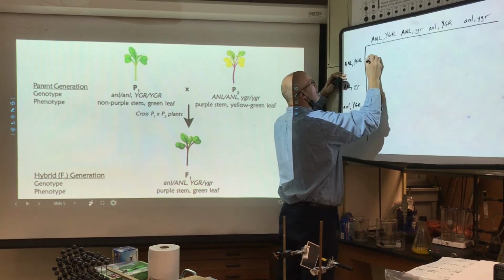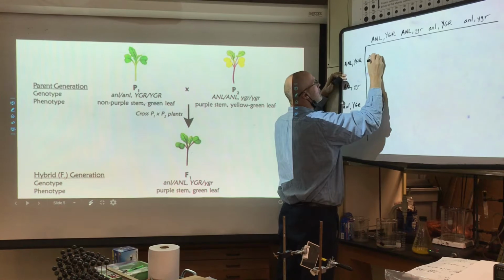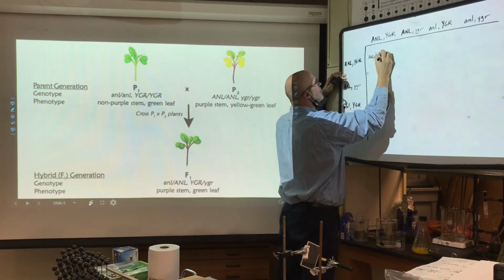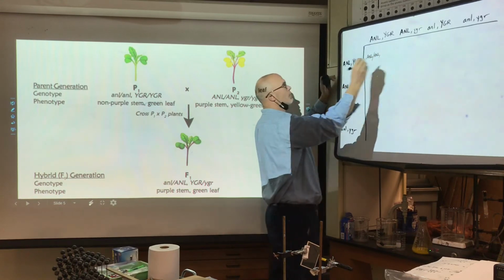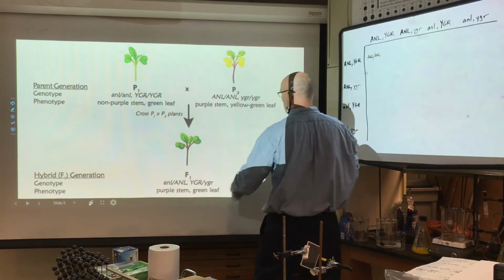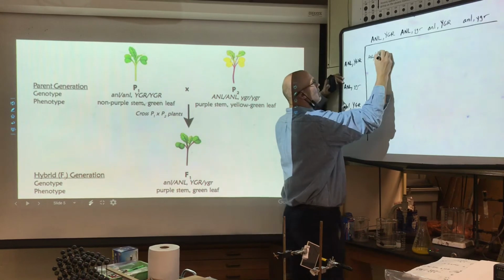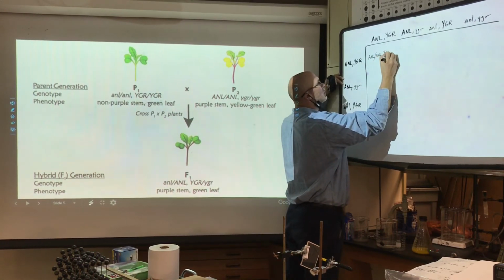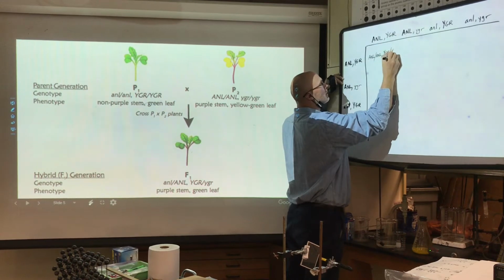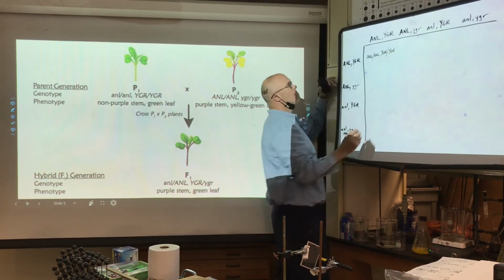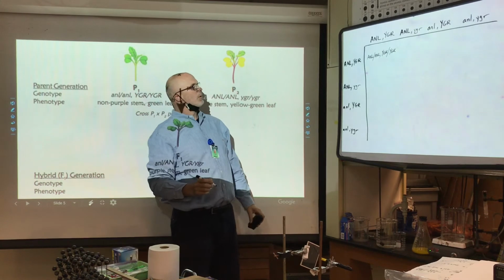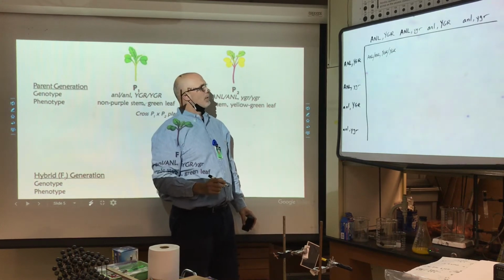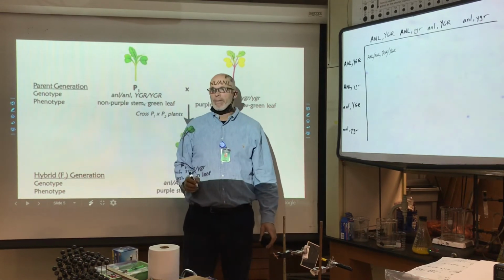A and L. Can we put it under it? It's got to be the total thing. It's got to be this whole thing. YGR. It's a dihybrid. We're looking at two alleles. And then YGR, I think anyway. Okay. I still got to write a little smaller. Okay. Now, that's one genotype.